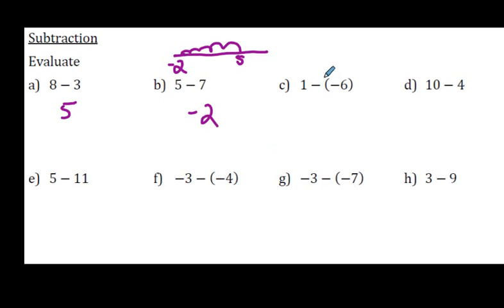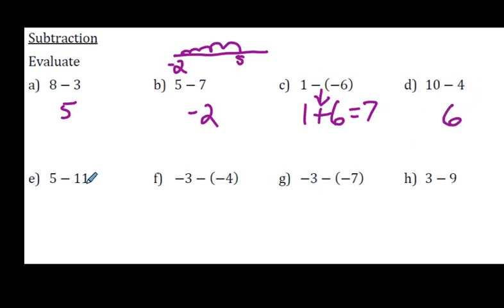When you see two signs like this and they're both negative, they become positive. So 1 plus 6 is 7. When you see two double signs and they're both the same, like they could both be positive or they both could be negative, you're always going to end up with a positive sign. 10 minus 4 is 6. You knew that already from a long time ago.